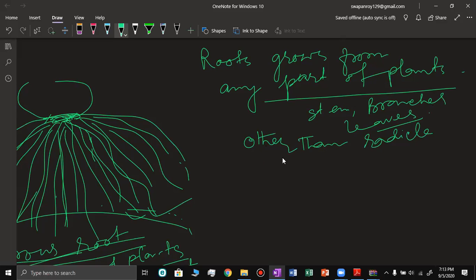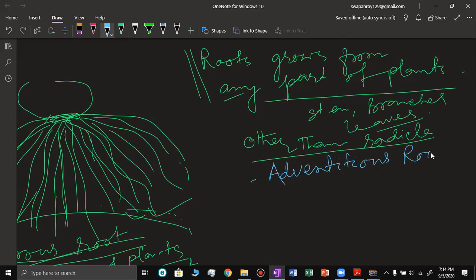Okay, other than radicle, these roots which come out from any part of the plant are known as adventitious roots. So the roots are taproot, fibrous root, and adventitious root.